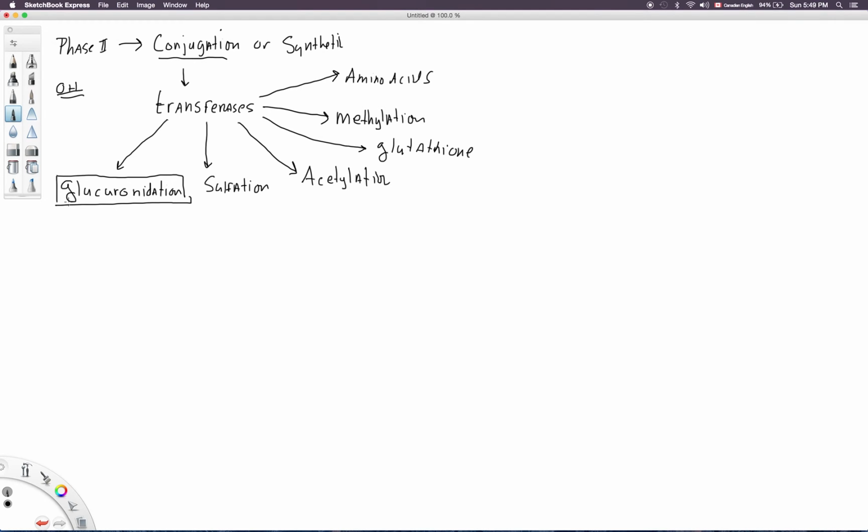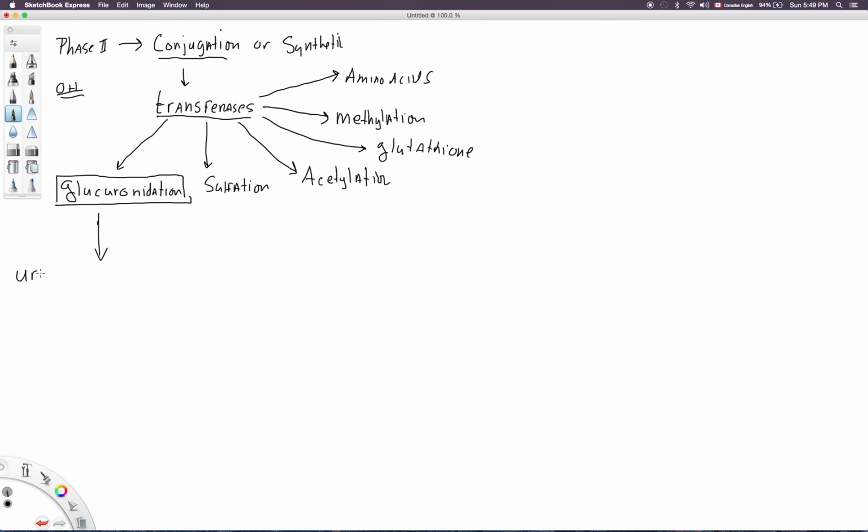Okay, so what kinds of enzymes? The enzymes are generally known as transferases, but what do we call the transferase enzymes that are specifically involved with glucuronidation? Well, it's kind of a long name. We call those enzymes, oh boy, here we go with some big words here.